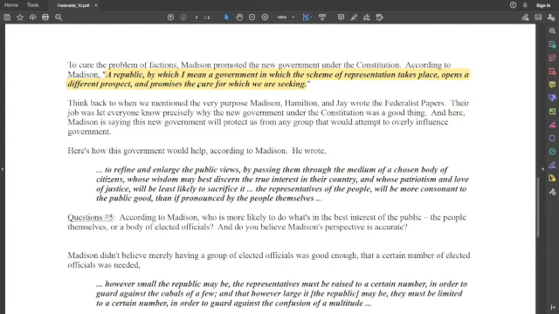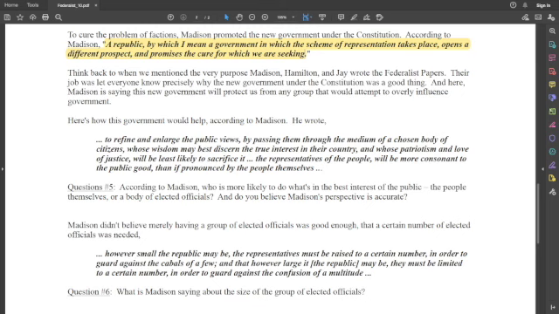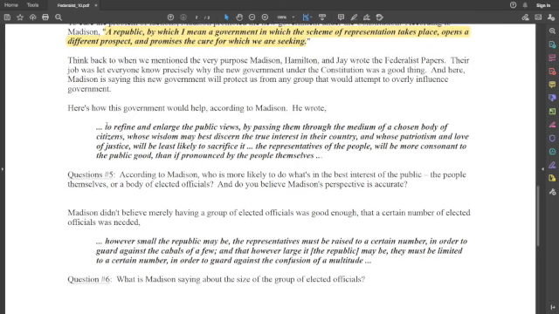Now, he says, look, here's how the government's going to help. Here's how a republic will make a difference. He says, to refine and enlarge the public views by passing them through the medium of a chosen body of citizens whose wisdom may best discern the true interest of the country. Okay? He says, you know what? You want to decide these views, you need a republic. And a republic means you got a body of people to pass ideas through.